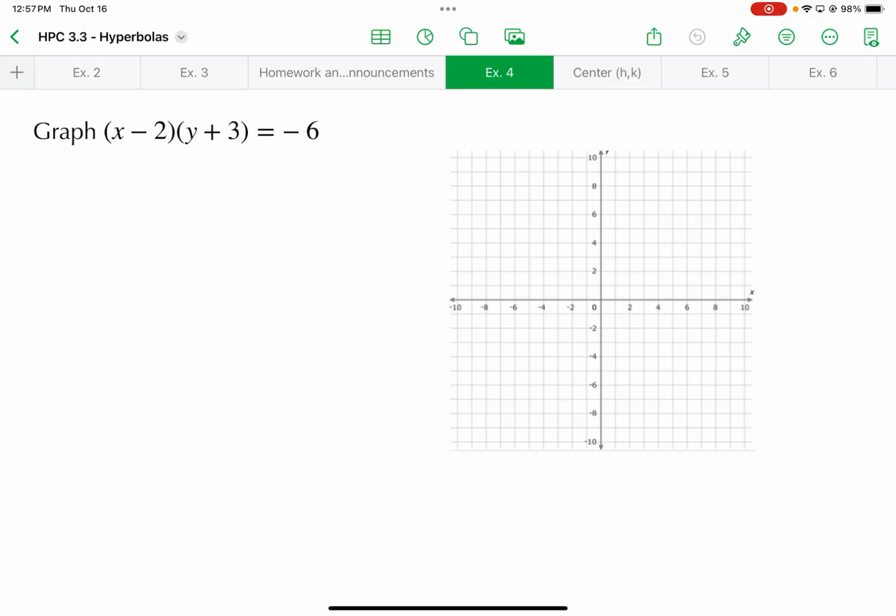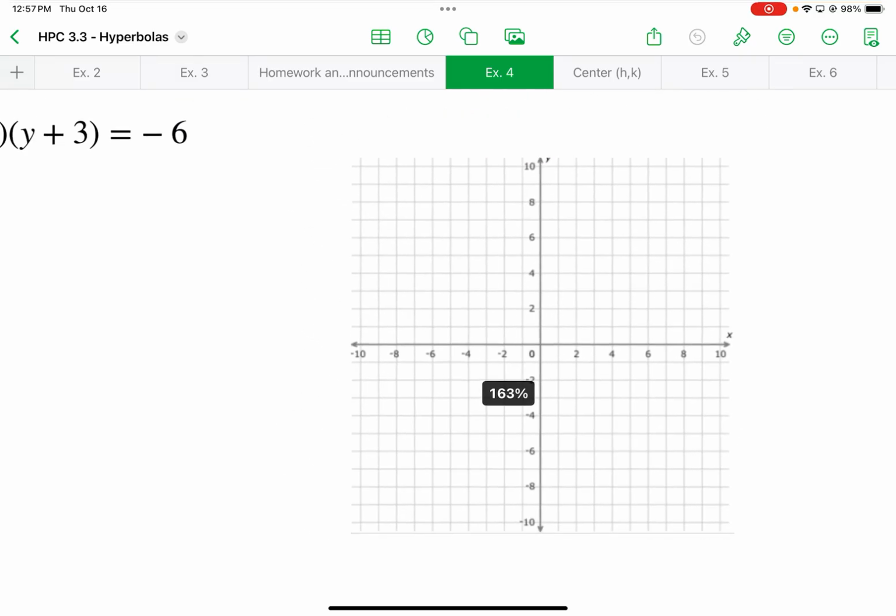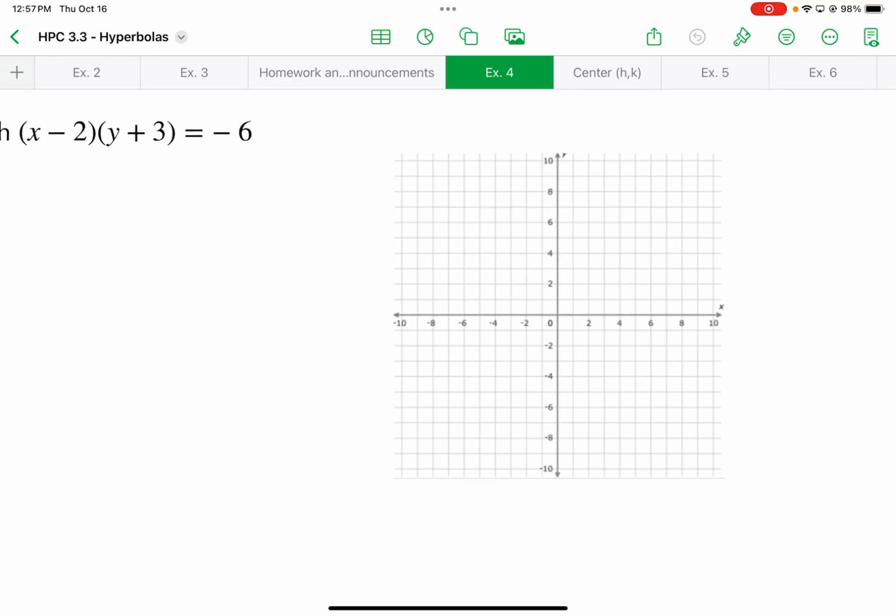I should have some asymptotes, right? At positive 2. Okay, what type of asymptote am I going to have at positive 2? Vertical or horizontal? Vertical, right? Because if x equals 2, then this product is going to equal 0, and it's not going to equal negative 6. Okay, so I can't have that. So then I'm going to have a vertical asymptote at 2.